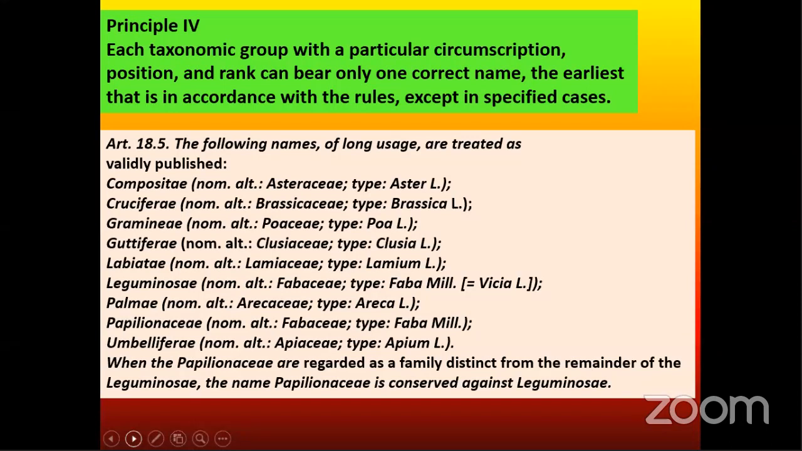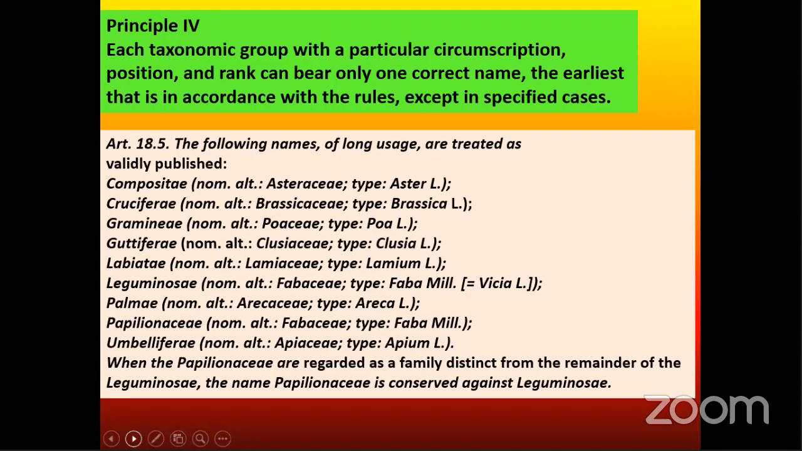You know, every family name should end with -aceae, but the prefix must be there in the generic name of the particular family. Aster is the stem of the genus of Asteraceae. So Asteraceae is the right name for Compositae. Compositae is an alternative name, but this name is also conserved against the rule. We can use it. It is not wrong when we use Compositae also.